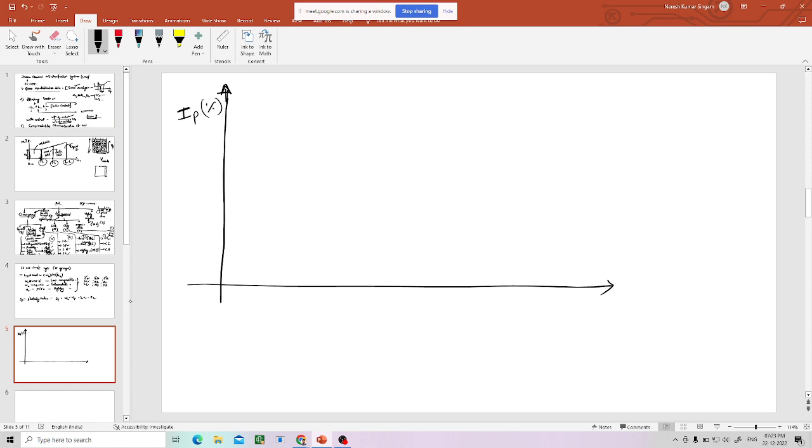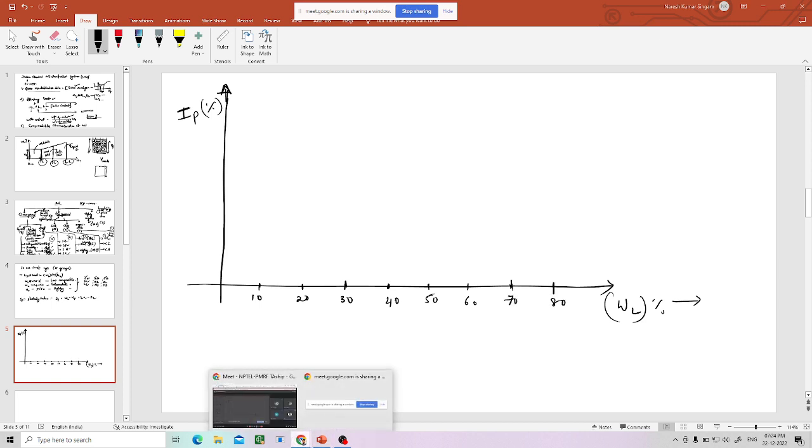Then the x-axis is only liquid limit. Okay, only liquid limit, it's not water content. You have to find out the liquid limit of that soil, so you can find out where it is. So now let us divide first: 10, 20, 30, 40, 50, 60, 70, 80.